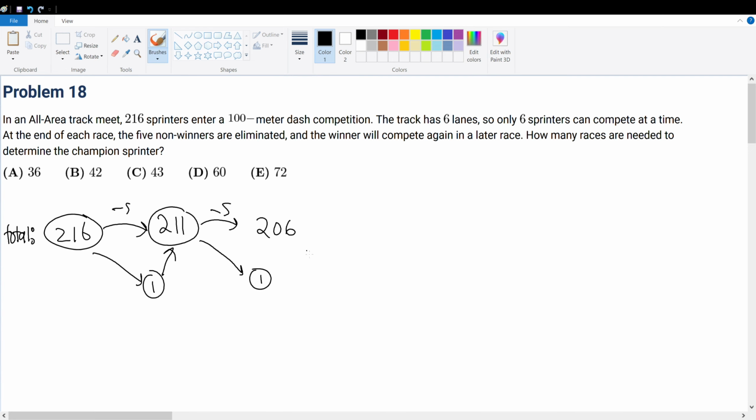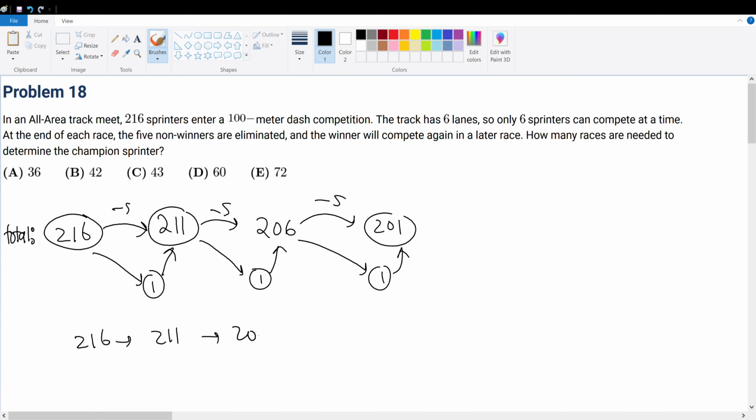So the idea here is that it's an iterative pattern. This comes back to here, this goes in the -5, this gives 201, and then this race produces one winner. This winner participates again, and so on. So how many of these do we have? Well, we have an arithmetic series. We have 216 to 211 to 206 to 201.